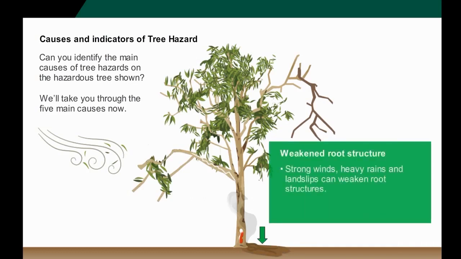Strong winds, heavy rains, and landslips can weaken the root structure of a tree, making it more likely to fall. Also, agriculture and heavy machinery used near trees can disturb the soil around trees, also affecting root stability.